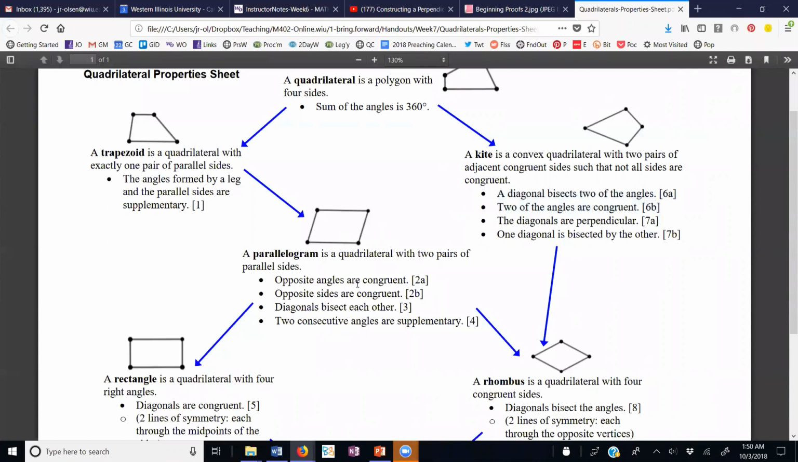So opposite angles congruent, opposite sides congruent are going to be proven first. And then once we know that fact, we're going to be proving diagonals bisecting each other. So I'm going to be assuming in my proof that I have opposite angles congruent and opposite sides congruent. You're actually going to be proving this as part of the homework, but I'm proving this property right here.